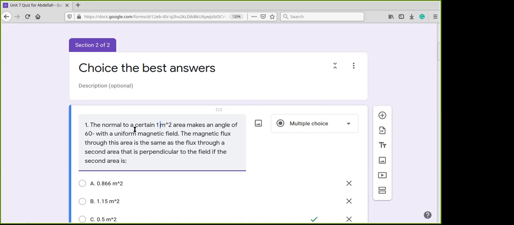And what is the normal line? The normal line is the line perpendicular to the area, yes? Yes. So, if the area is perpendicular to the field, the normal line to the area is in the same direction as the field. So the angle is 0. Therefore, there is a maximum magnetic flux in the second area, that means area 2 times magnetic field B.